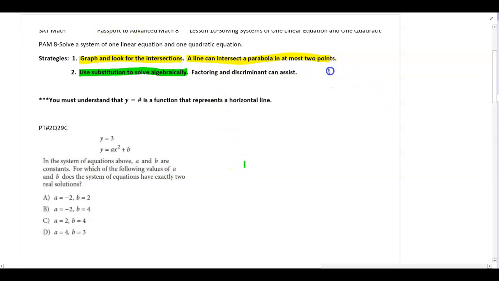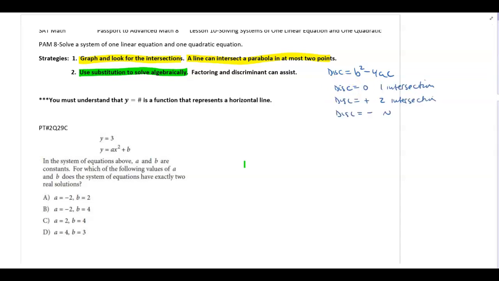Remember, in the quadratic formula, the discriminant is b squared minus 4ac. If you evaluate it and get a discriminant with a value of 0, you know there's one intersection. If your discriminant is positive, you're going to have two intersections. And if it's negative, you're going to have no intersection. That is something that will help.